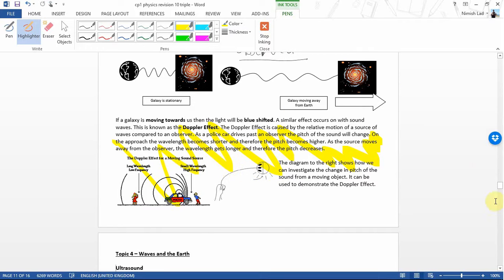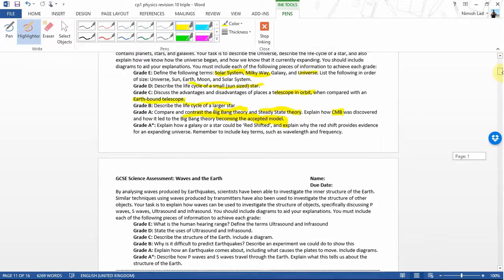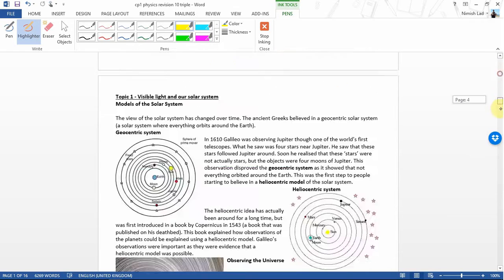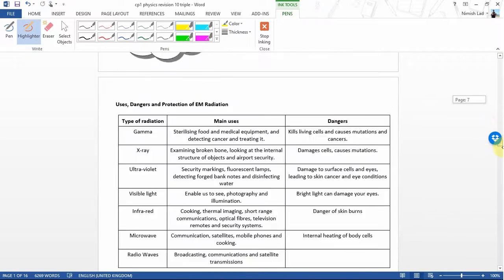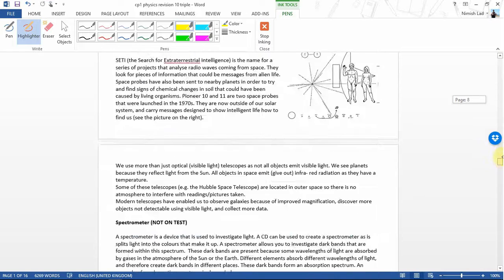Okay, right. I think that's everything from that sheet. I'll just double check that, and then there's a couple of extra bits I need to go through. Yep, so it says explain how it started with Redshift and explain why the Redshift provides evidence for an expanding universe. Remember to include words such as wavelength and frequency, so we've done that. The only other thing that I need to include is this little bit here about different telescopes.